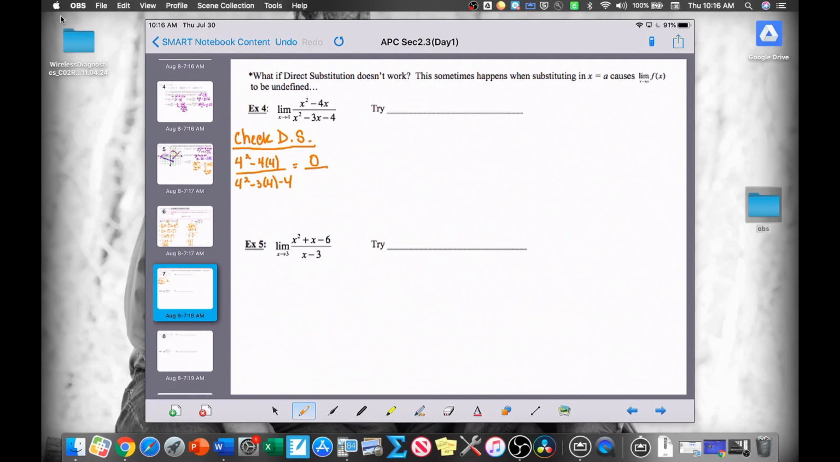In the denominator, 4 squared is 16, negative 3 times 4 would be negative 12, minus 4 more would be negative 16, and 16 minus 16 gives me 0. Okay, so this is my problem. I ended up with 0 over 0. That does not mean the answer to my limit is 0. It just means I need to do more work.